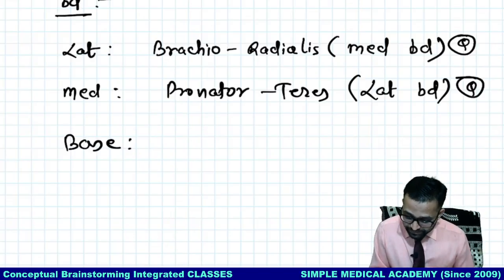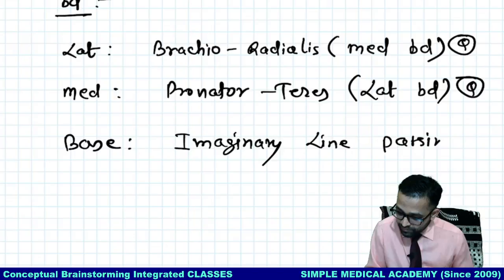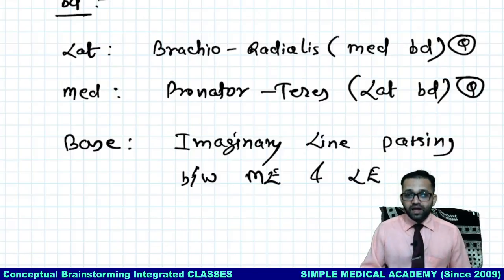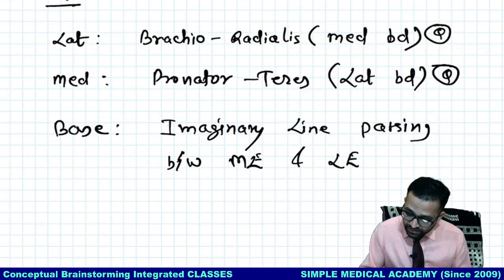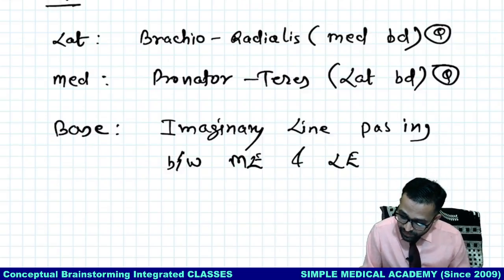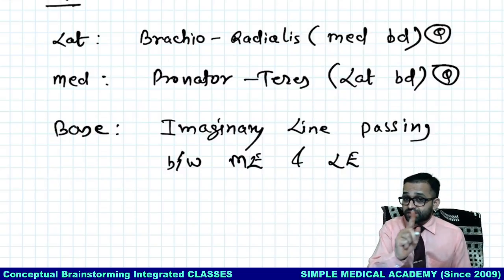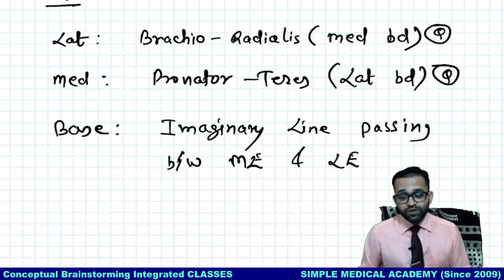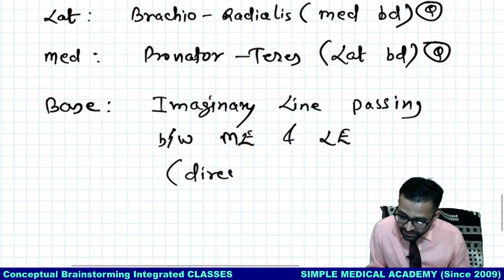And then you can say base. Base is formed by our imaginary line, which is passing between the medial epicondyle and lateral epicondyle. Getting the point? Yes, sir. Imaginary line which is passing between the medial and lateral epicondyle. Okay. And what you can remember? Yes, this is the imaginary line which is passing between medial and lateral epicondyle.